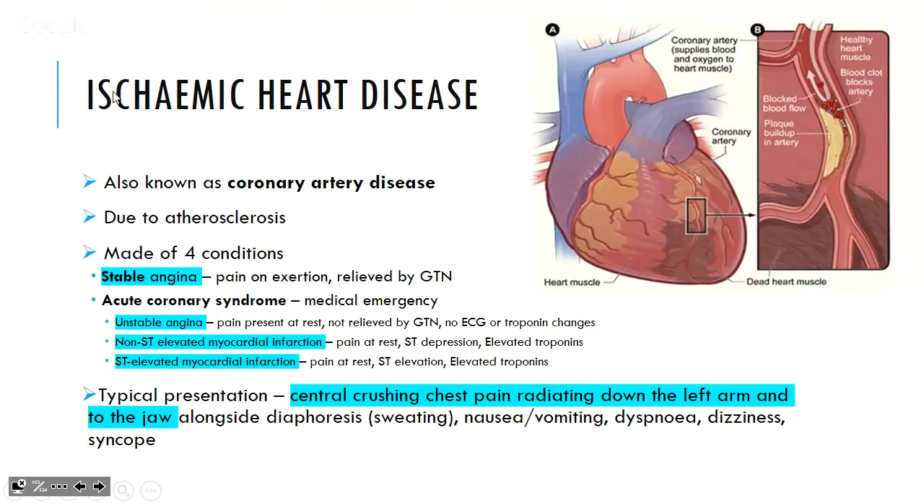So ischemic heart disease is actually divided into four things: stable angina, unstable angina, NSTEMI, and STEMI. They're all four different things, but they're all part of ischemic heart disease, and they're all quite similar in presentation. The typical presentation would be central crushing chest pain radiating to the left arm and to the left jaw. You might also get sweating, nausea, vomiting, dyspnea.